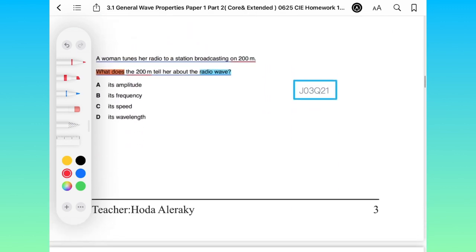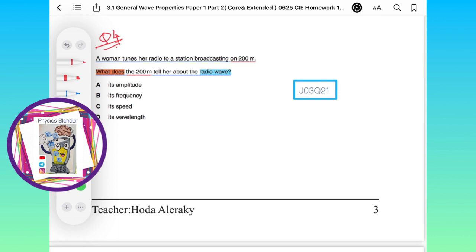Question 4, a woman here is listening to a radio station, and in the radio station they mention 200 meters about the radio wave. So this value is representing the wavelength of the wave.